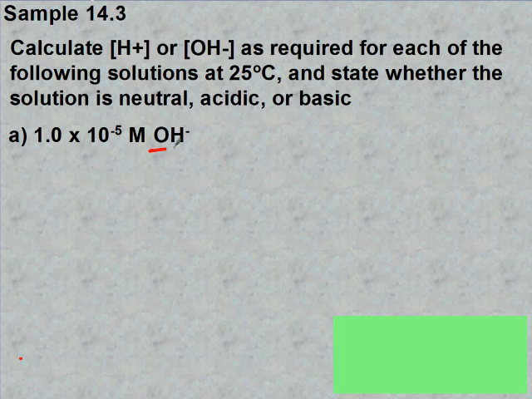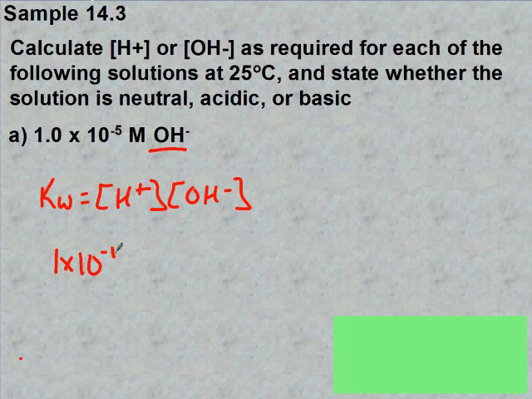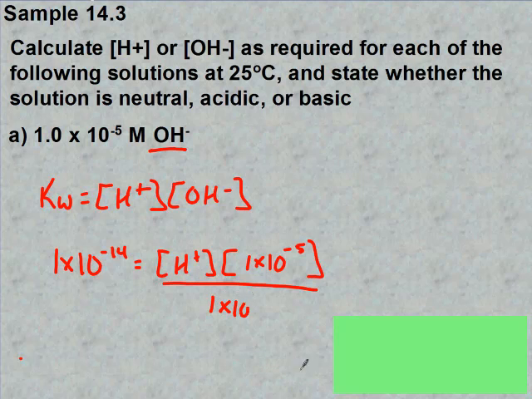So we're given the OH concentration. We need to find our H concentration. So we can use our equation. Kw is equal to H times OH. Kw was 1 times 10 to the negative 14th. We don't know the H concentration, but the OH is 1 times 10 to the negative 5th. So dividing by 1 times 10 to the negative 5th, we get our H concentration to be 1 times 10 to the negative 9th.